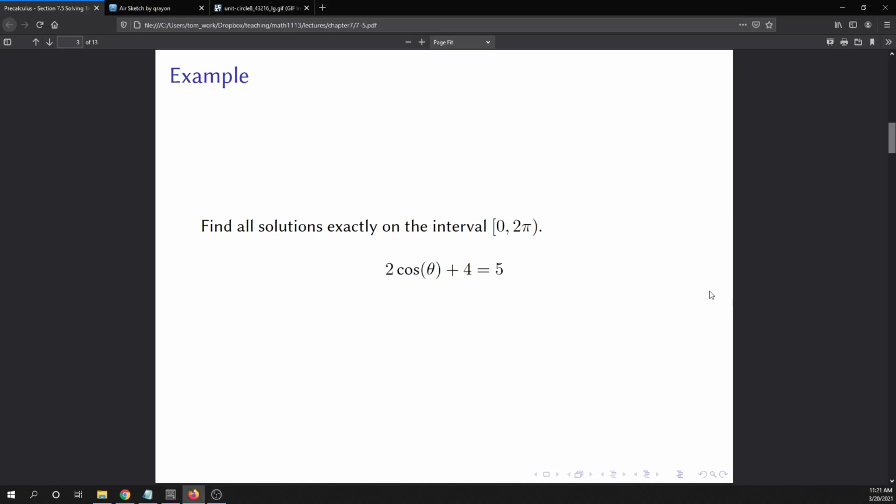All right, in this video we are going to solve the following problem. It says find all solutions exactly on the interval from 0 to 2 pi. And the equation is 2 cosine theta plus 4 equals 5.